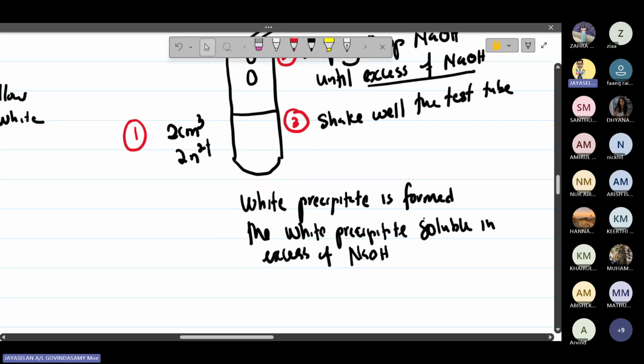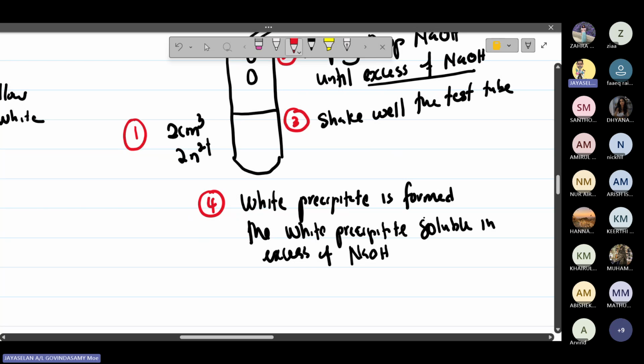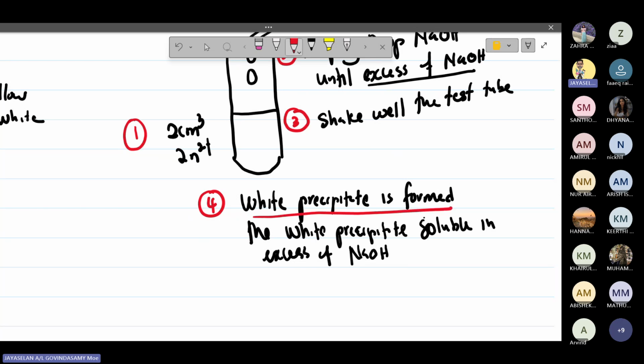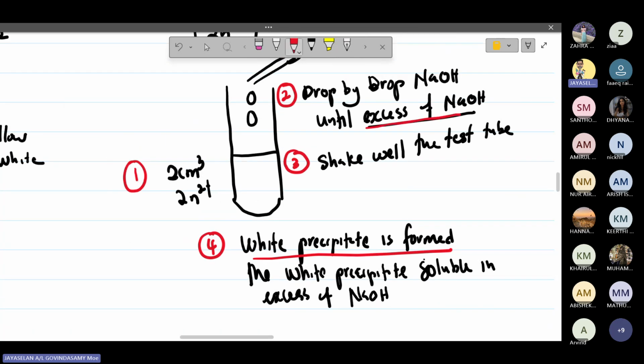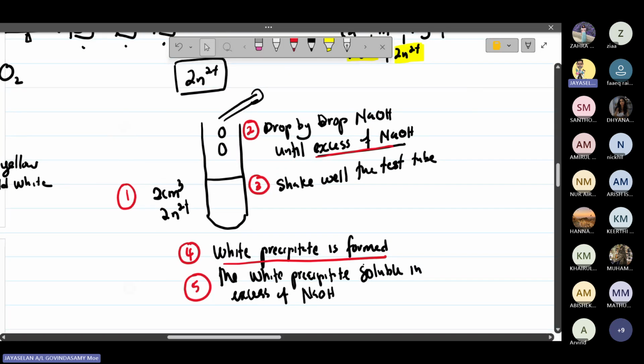Okay, your fourth point, white precipitate is formed. Fourth point. Okay, and white precipitate will do what? Dia akan disappear. Bila you tambah excess, mula-mula you nampak white color precipitate. Bila you keep on adding, you can see the white color precipitate will disappear and it form colorless solution. The white color precipitate soluble in excess of sodium hydroxide. This is the confirmatory test for zinc ion.